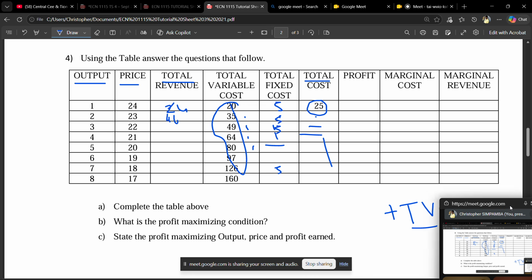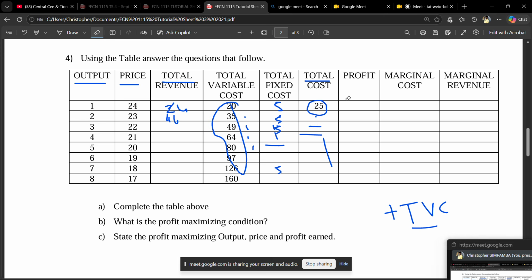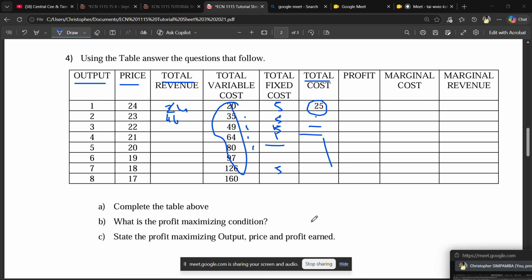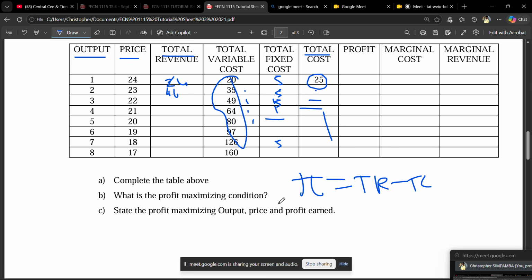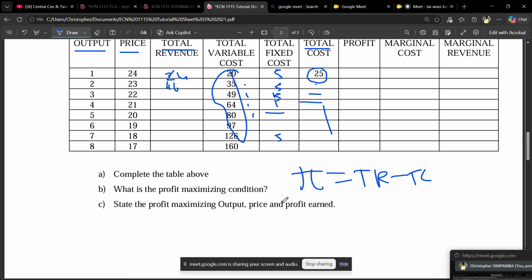Okay, we move to total profit. Profit can also be said to be total profit. Profit is simply total revenue minus total cost. The revenue that the firm is finding from whatever output it is producing, minus the cost it is incurring when producing those things, right?